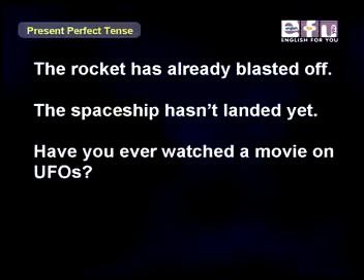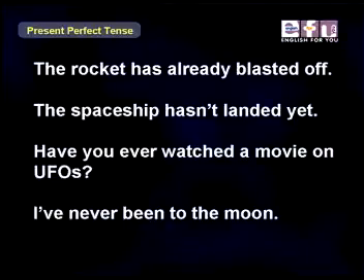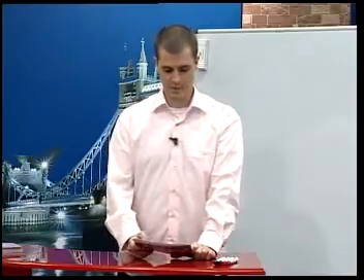Have you ever watched a movie on UFOs? And I've never been to the moon. So the present perfect tense is used to describe an activity or situation that occurred or did not occur. It didn't happen or did happen sometime in the past. We don't know exactly when.